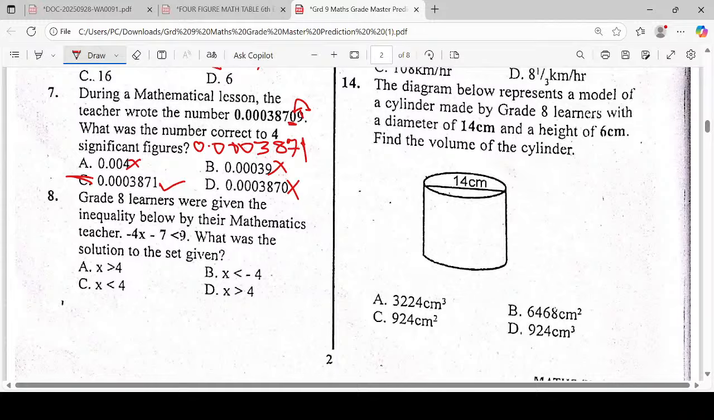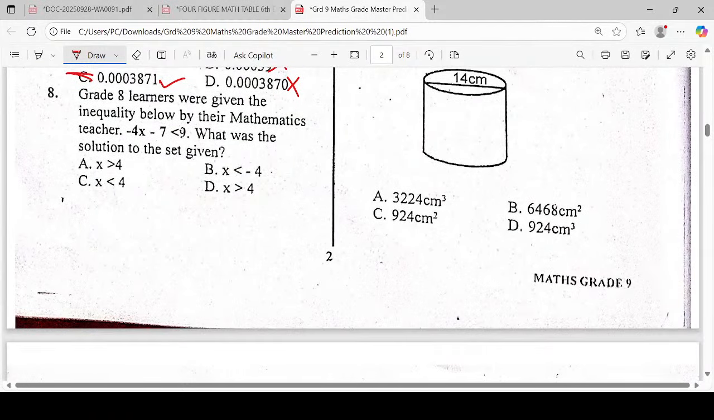Remember to round it off to 4 dps. Okay, let's look at question number 8. Grade 8 learners were given an inequality below by their math teacher. They have negative 4x minus 7 is less than 9. Then they are told, what is the solution to the given set?